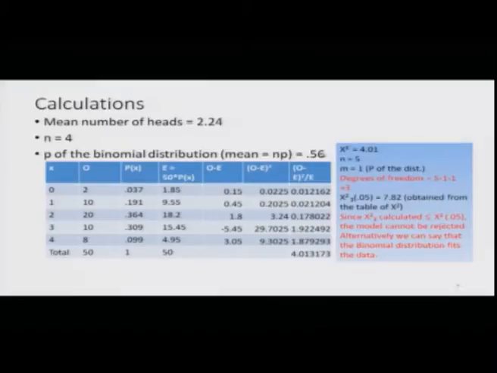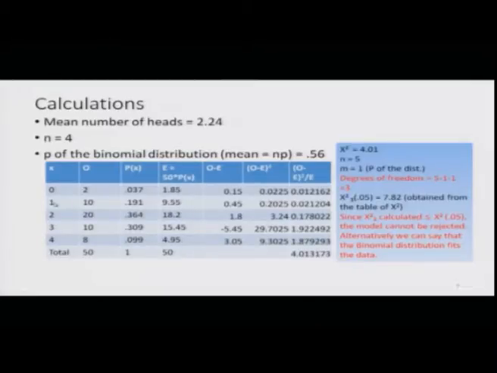Now, you write a model nCr p raised to power r, q raised to power n minus r, and obtain theoretical probabilities of getting 0 head, 1 head, 2 heads, 3 heads, 4 heads if the probability of getting a head is 0.56. Expected frequencies are probabilities multiplied by the total number of cases observed. So, if the probability of getting 0 head is 0.037, the expected frequency against 0 would be 0.037 multiplied by 50, or 1.85. Like this, expected frequencies for all values of x, or all numbers of possible heads, are calculated.